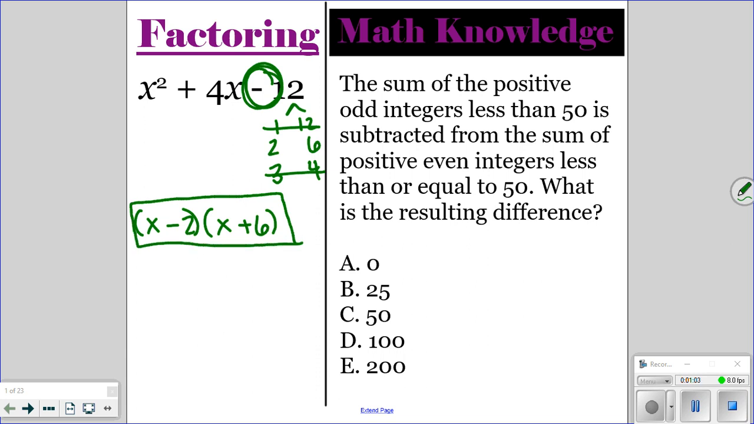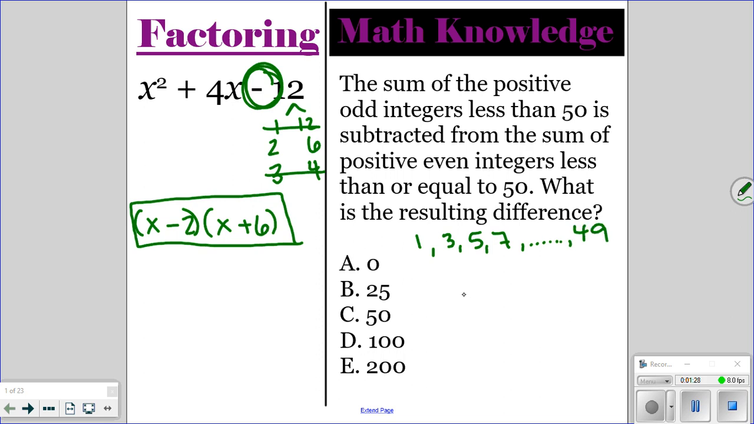Now for the math knowledge question. The sum of the positive odd integers less than 50 is subtracted from the sum of positive even integers less than or equal to 50. What is the resulting difference? So our positive odd integers are going to be 1, 3, 5, 7, all the way to 49.